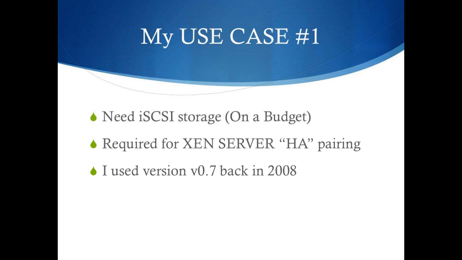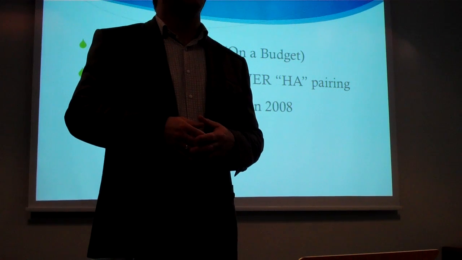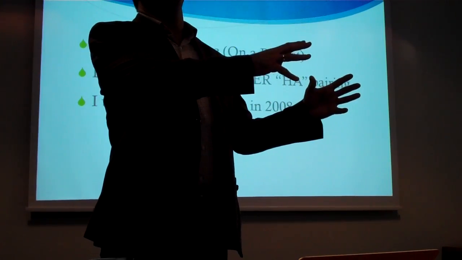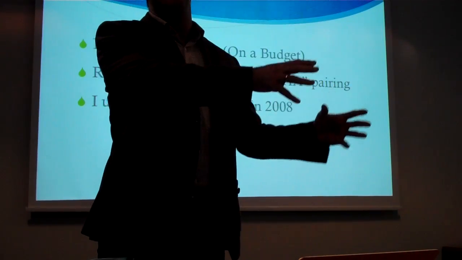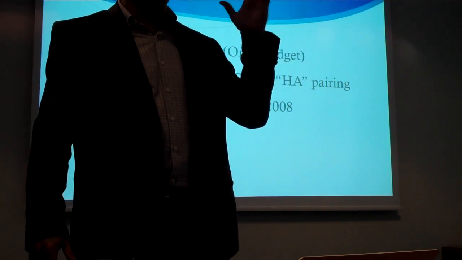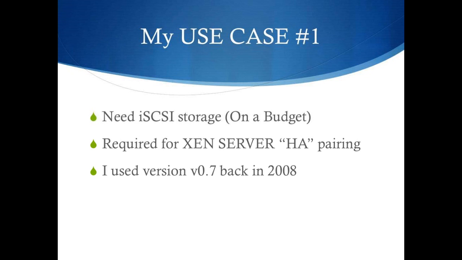Back then there was a version 0.7, and it was a 32-bit version. I actually had my 2 servers running XenServer. I had an old Pentium D PC. I ran a VMware image of this FreeNAS and set up iSCSI sharing, set up an iSCSI volume, connected the XenServer to it, and I had HA pairing going, and it was really cool. So I got it to work, and it's actually really cool to be able to do that.